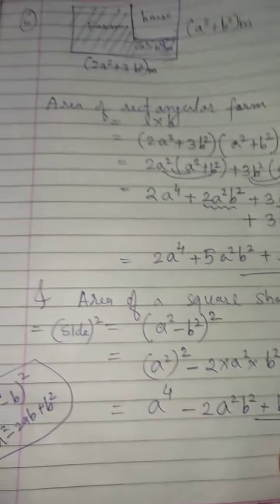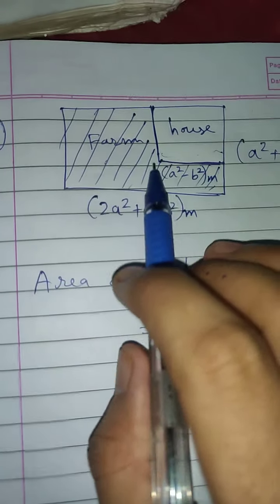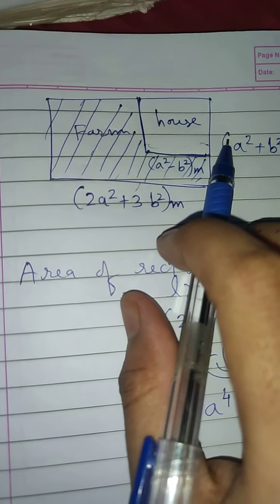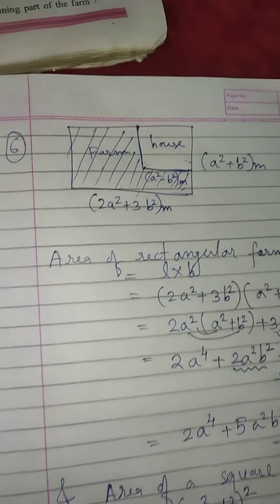So this I will call equation number 2. Now what we have to do: from the area of this rectangular form we will subtract the area of this square shape plot, then we will get the area of the remaining part. That only we have to find.